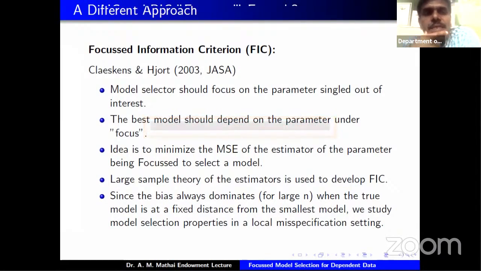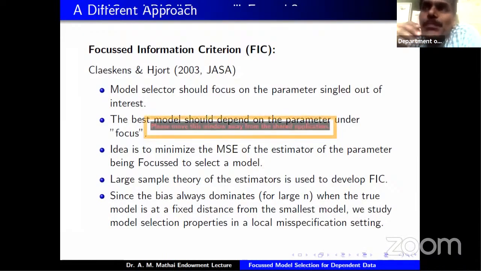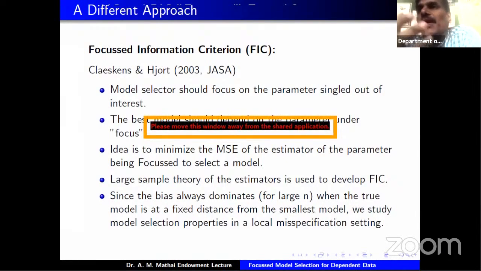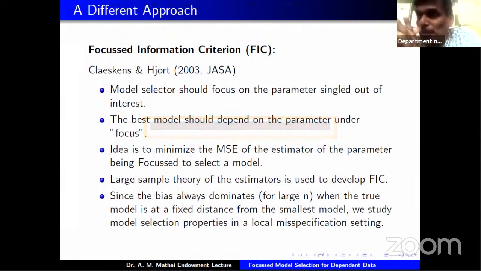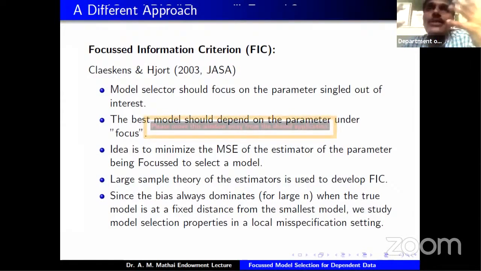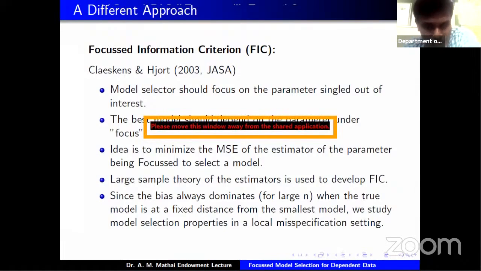This subjectivity they did not address at that point of time, mostly because they said that these are likelihood based procedures. In asymptotics, if your estimator has certain properties, this subjectivity is not going to create much of a problem in the model selection context. I'm not talking about directly how this particular estimator is, but of course the estimator comes into the picture because we are talking about the MSE of that estimator. I'll talk about that a little later. The large sample theory of the estimators is used to develop the FIC. Since the bias always dominates when the true model is at a fixed distance from the smallest model, we study the model selection properties in a misspecification setting.